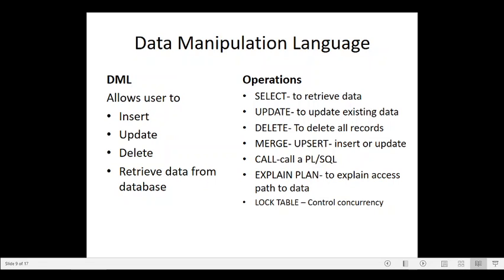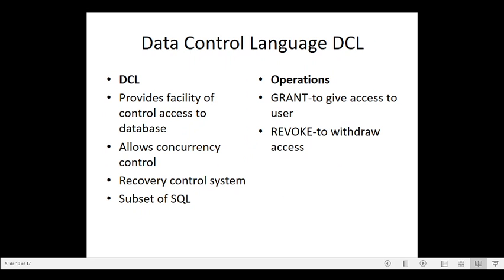And to have concurrency control, we use lock table. So basically data manipulation language allows users to insert, update, delete and retrieve data from a database. Let's move on to the next type of language, which is called data control language, abbreviated to DCL. It controls the access to the data using statements such as grant and revoke. It is basically a subset of structured query language.